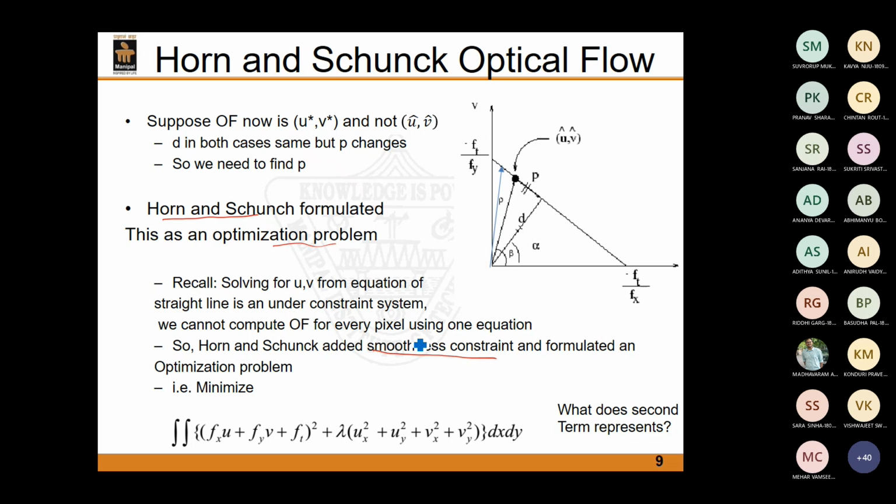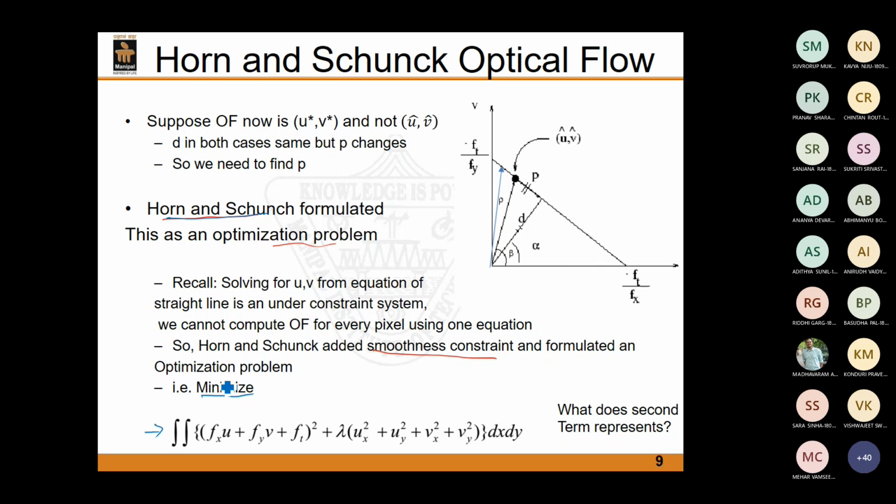Along with that assumption, it is also putting another constraint, which is the smoothness constraint. Having added this smoothness constraint, they have formulated this equation. We are trying to minimize this particular equation, which is shown here, right? Minimizing this equation would give us the optimal solution, is what has been proposed or formulated by Horn and Schunck, okay?